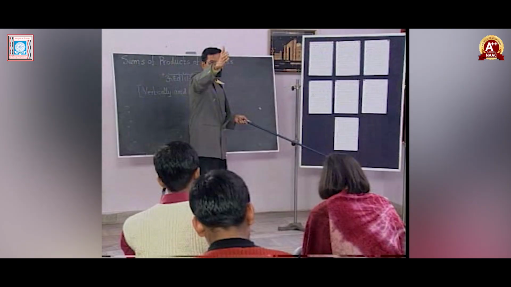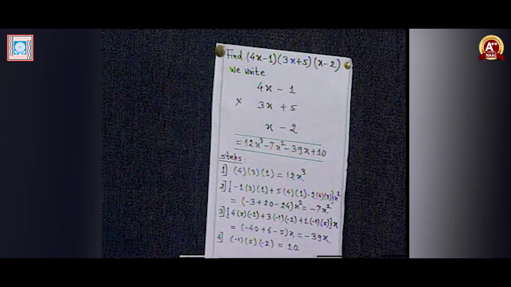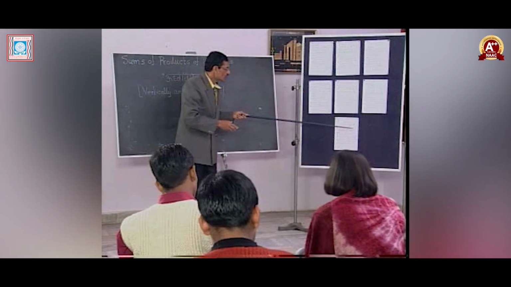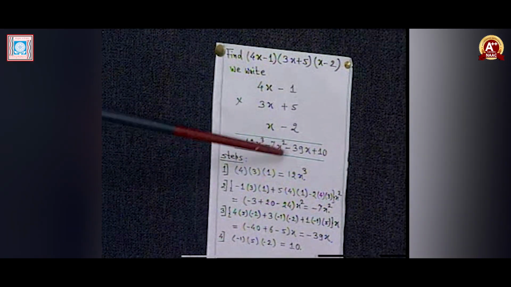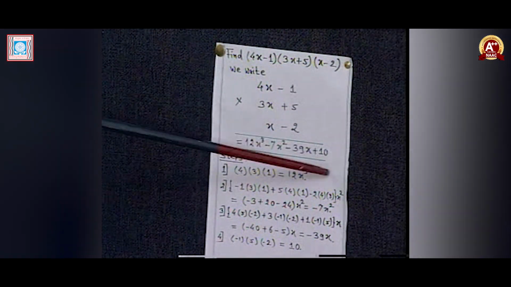Now in the end, last multiplication. Minus 1 into plus 5 into minus 2 is equal to plus 10. Yes. So the answer is 12x cube minus 7x square minus 39x plus 10.